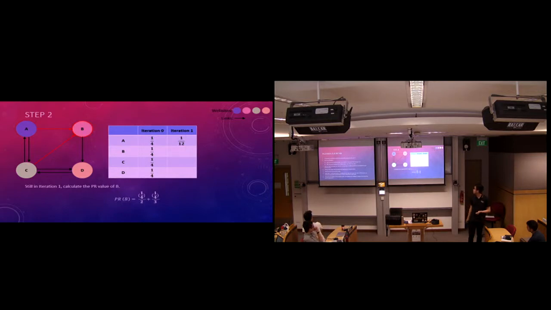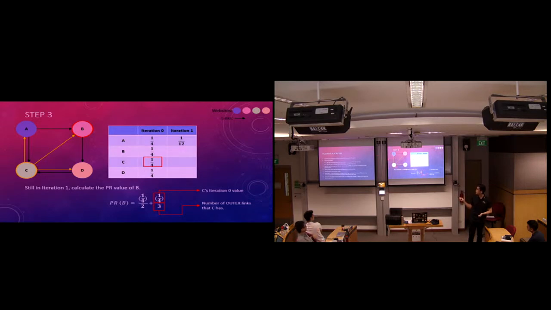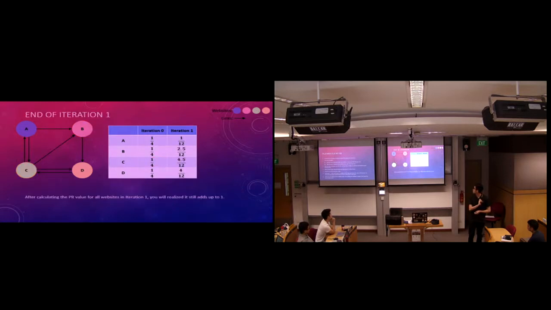We'll do another demonstration with B, because B is a little different from A. We do the same step. A points to B, so we take the iteration 0 value of A divided by the number of outlinks A has, as well as C's 1/4 divided by 3. B is a little different from A in that it has two different nodes pointing to it. So we sum up the two values, and that will be the end of iteration 1.